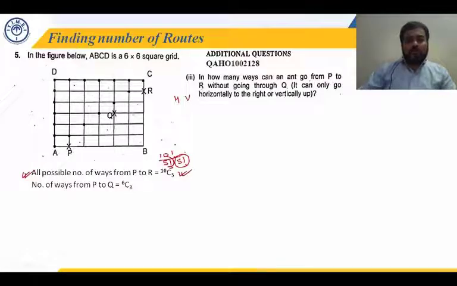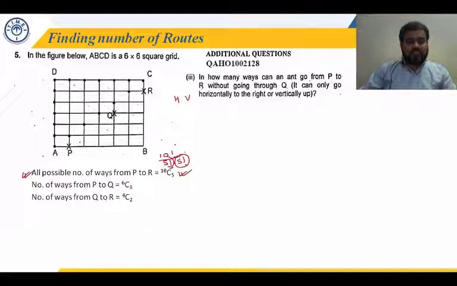From P to Q it is 1, 2, 3 horizontal, 1, 2, 3 vertical. So the total number is 6, and you can select 3 out of those 6 steps. So 6C3, or you can say 6 factorial by 3 factorial into 3 factorial, because all 3 horizontal steps are identical, all 3 vertical steps are identical. So the number of ways from P to Q is 6C3.